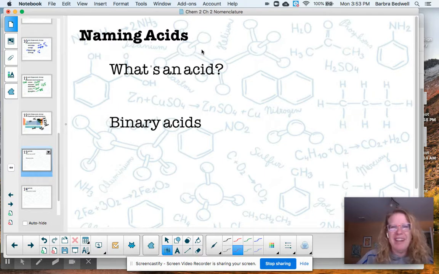So acids are fun, right? Acids have been studied for years because they're just so reactive. I mean, they eat metal, they fizz, they do all kinds of cool stuff. Hydrogen comes out. They're sort of entertaining. And so acids have been on the top of chemists' minds for quite a long time. So how do we know what an acid is?